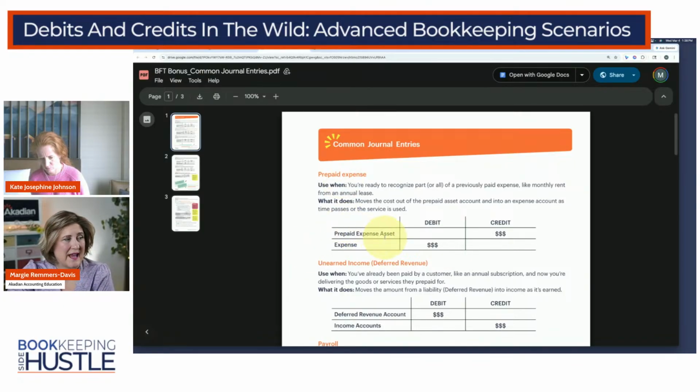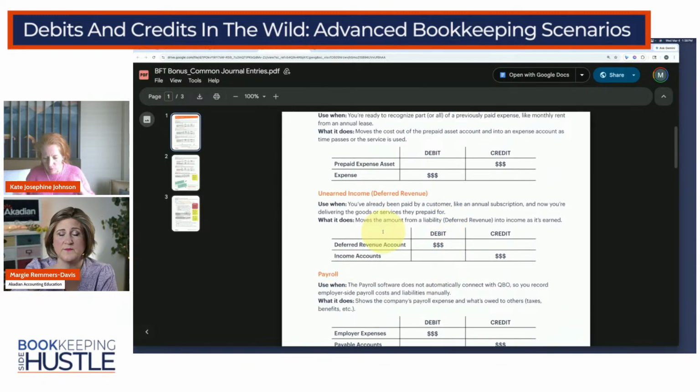An asset, remember, typically lives on the left-hand side. That's a debit, but the asset is decreasing, and so that's why it's on the credit side. And the expense is increasing. There's more expense, so that is on the debit side.